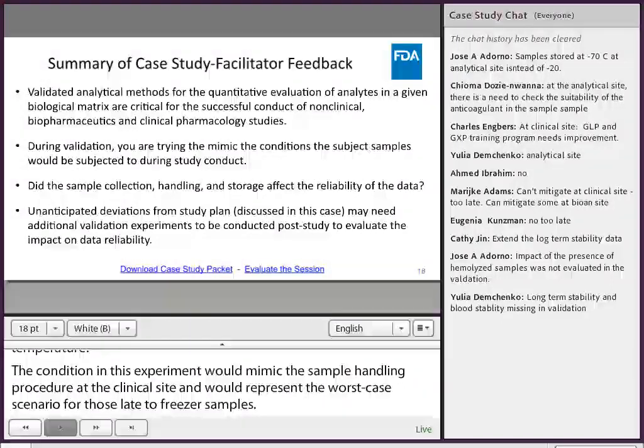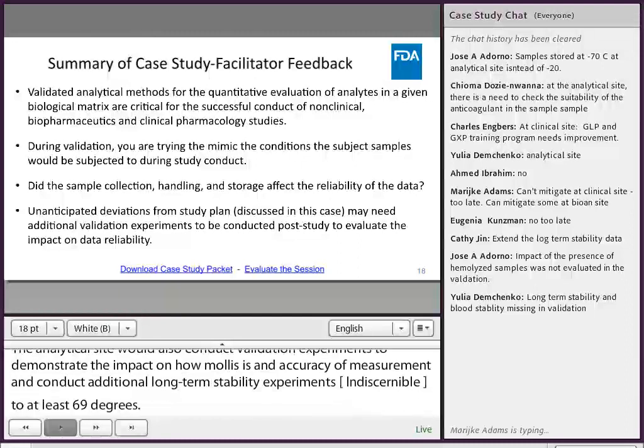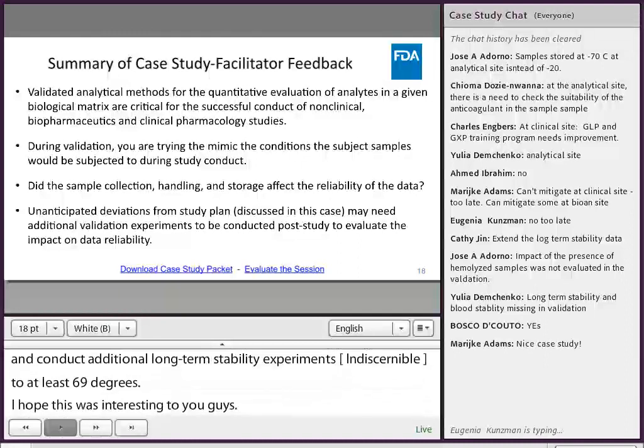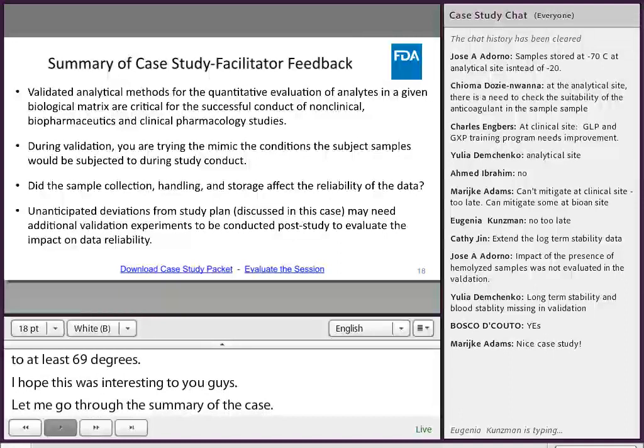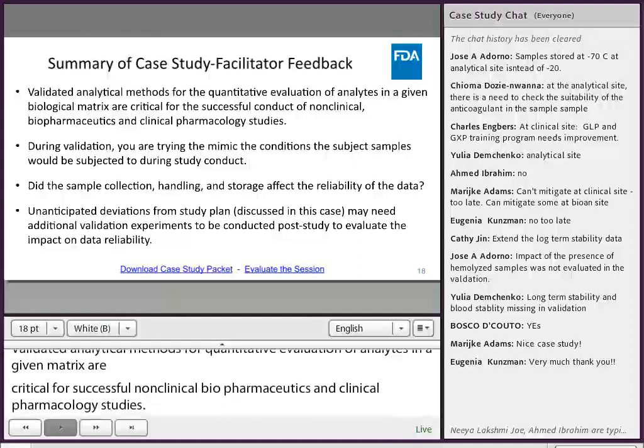So I hope this was interesting to you guys, and let me go through the summary of the case. So validated analytical methods for quantitative evaluation of analytes in a given biological matrix are critical for successful conduct of non-clinical biopharmaceutics and clinical pharmacology studies. You have heard of all the cases which were presented today. So that was something, a feedback, that was what we wanted to give a feedback on.